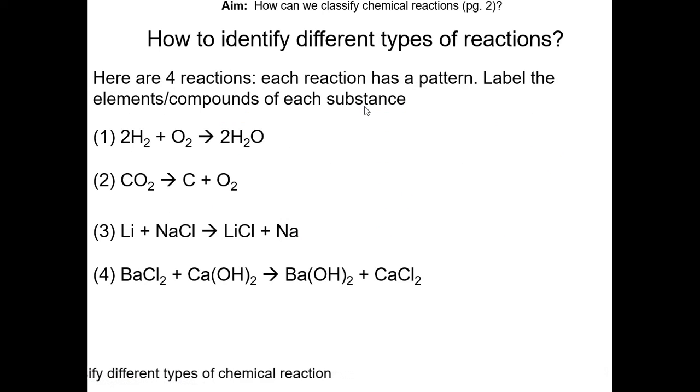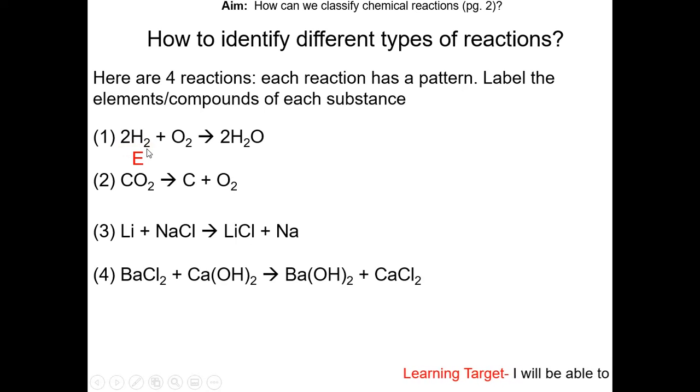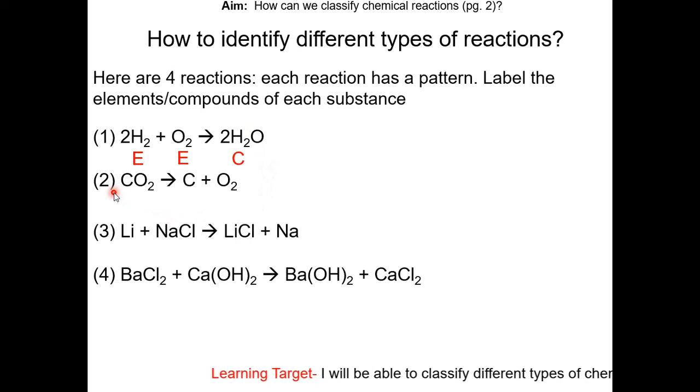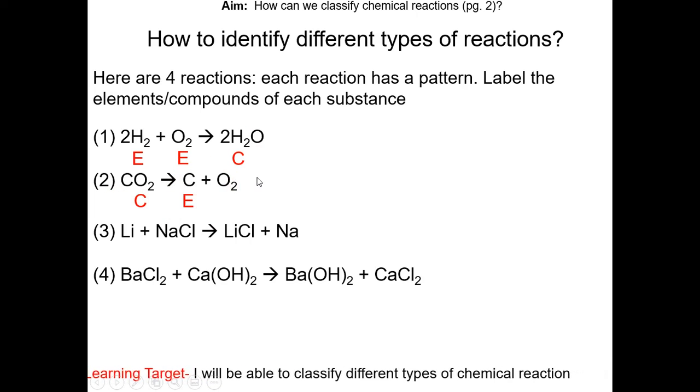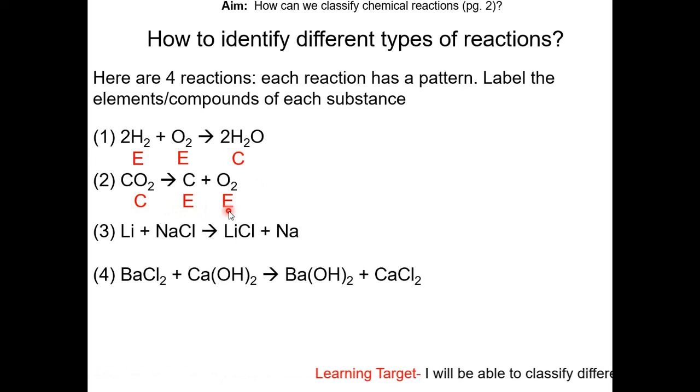Now we're going to identify the different types of reactions based off the pattern in the chemical reaction. Each reaction has a pattern, so take a moment to label each substance as an element or compound. In the first one, hydrogen is an element, oxygen is also an element, and H2O is a compound. So the pattern is it went from 2 elements combined to 1 compound. In the second one, CO2 is a compound, and carbon and oxygen are elements. If you notice, the pattern for reaction 2 is the opposite of reaction 1.